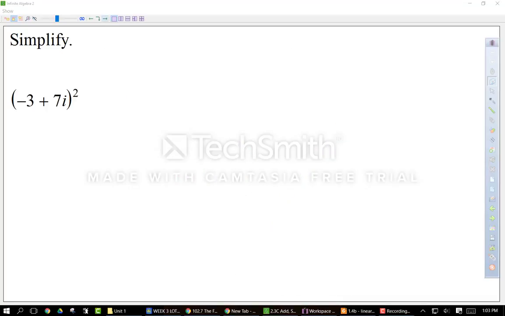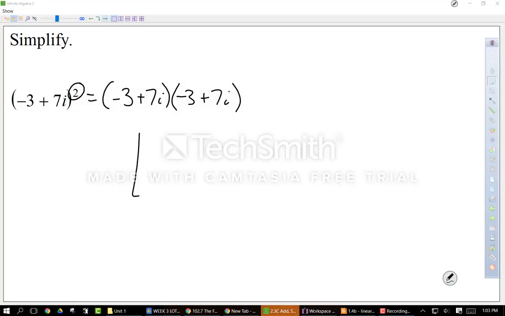Let's try this one. Well, what does this 2 actually mean? It means that I have 2 of the binomials, the complex numbers. And then I have 2 binomials, right? And so I can multiply in a box, FOIL, or the distributive property. Let's do a box. So I'm going to put one of the -3 plus 7i's here, and -3 plus 7i on the side, and just multiply through.